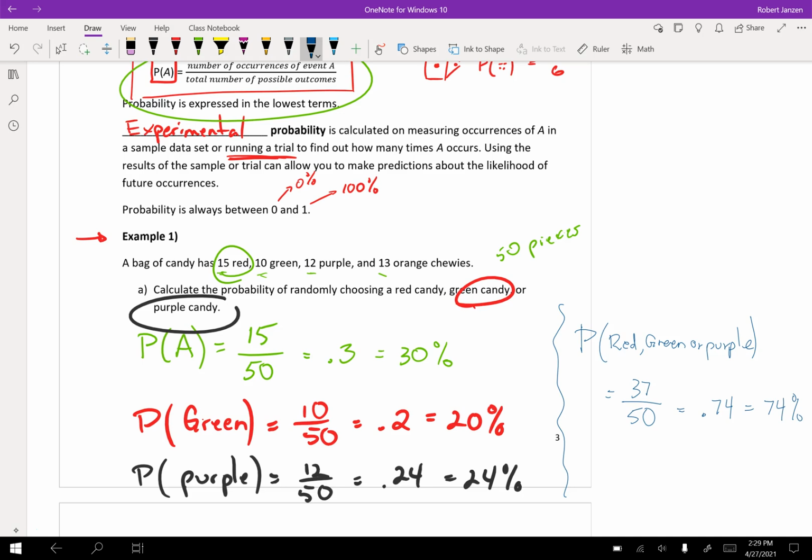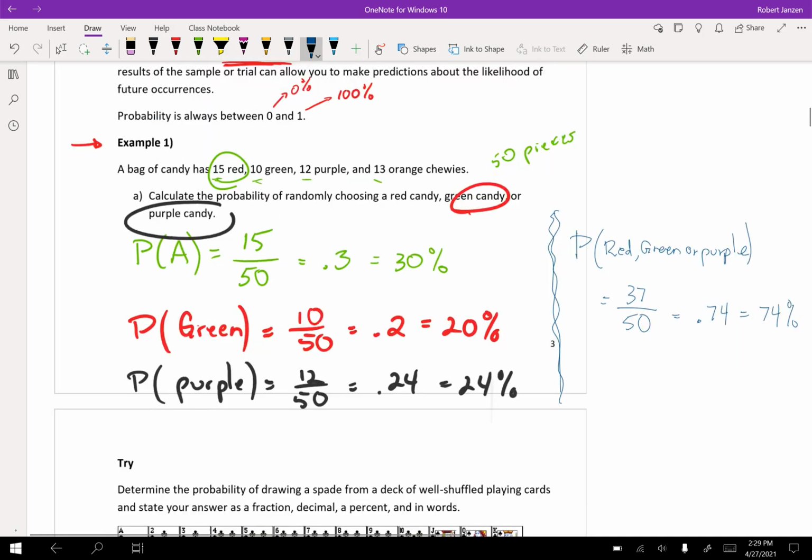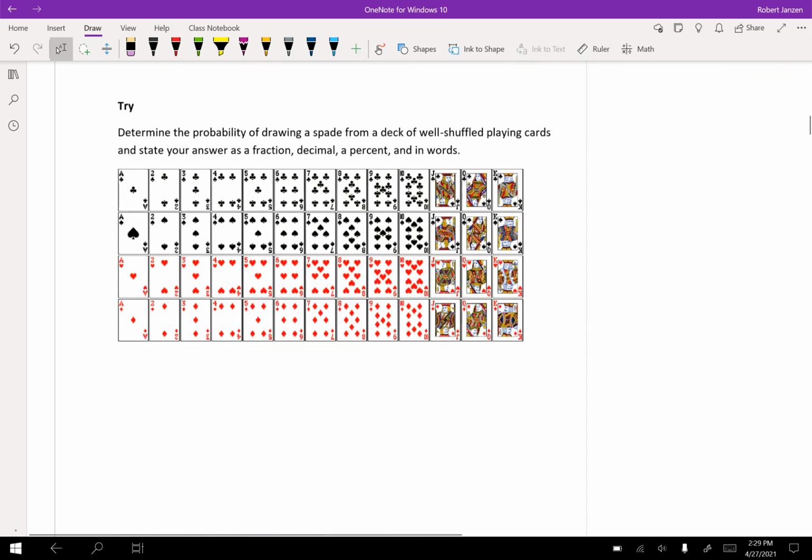Okay, now if that ever came up in a test and you weren't sure which way the question was being asked, you should ask that, because I'm not trying to trick you. I just want you to see that there are two different ways of that question being answered. Okay? So let's try this next question.